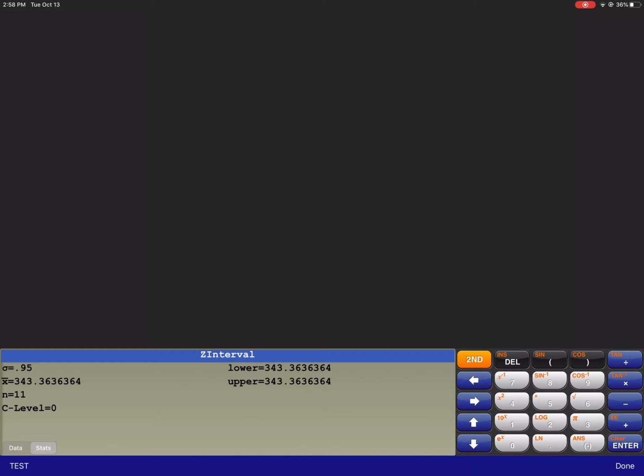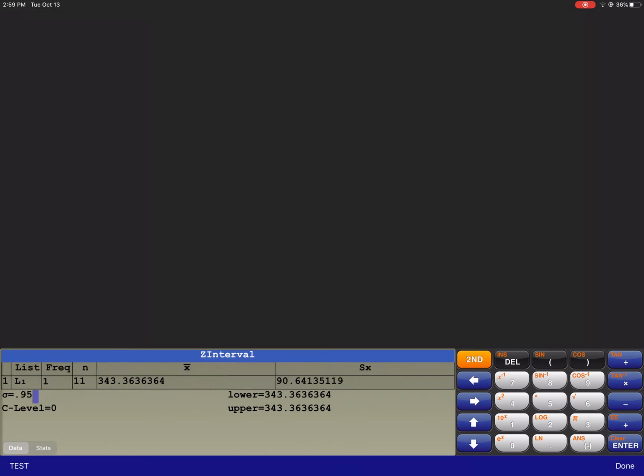Now I hit test, pick z interval, and notice it shows me what the sample mean is. My sample mean is 343.36363464. My n was 11, which is what we counted. And oh, why is 0.95 up there? A little nervous about that. Well, I'm really nervous about that. Hold on, I must have messed something up here. Something's wrong.